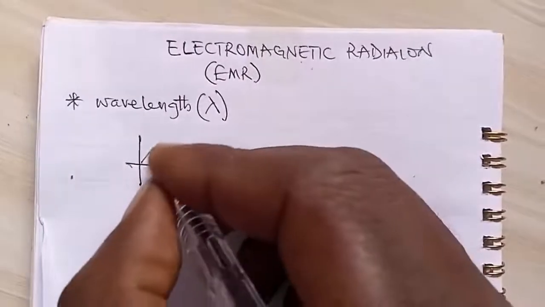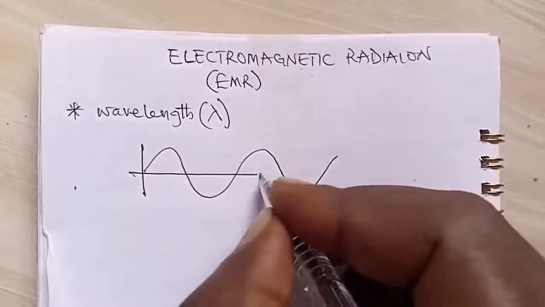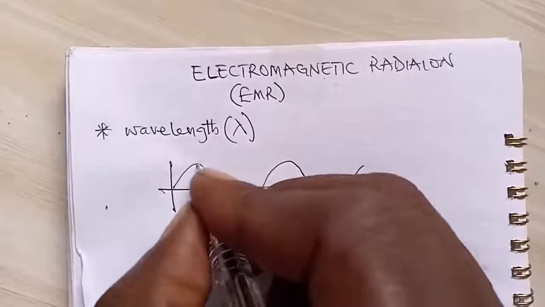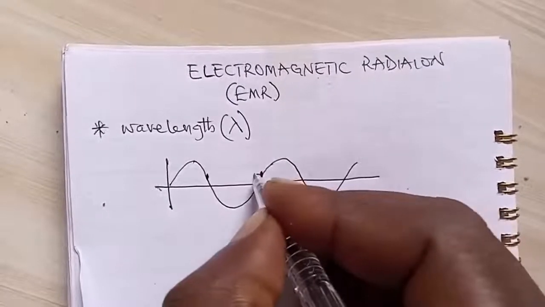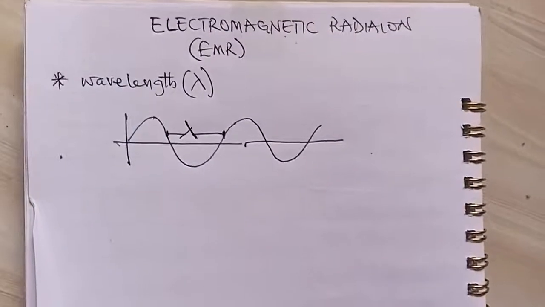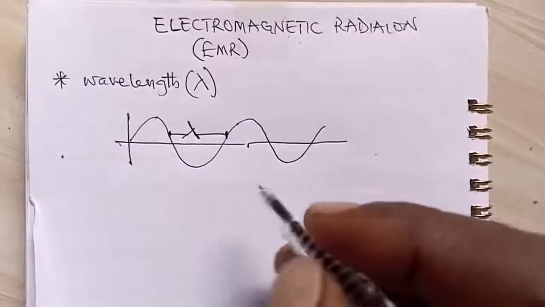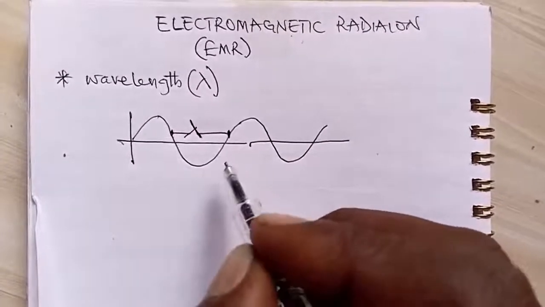If we have the wave going like this and on and on, this is a crest, this is a crest. So the distance between two successive crests is known as a wavelength. It is also known as the distance between adjacent corresponding parts of a wave.